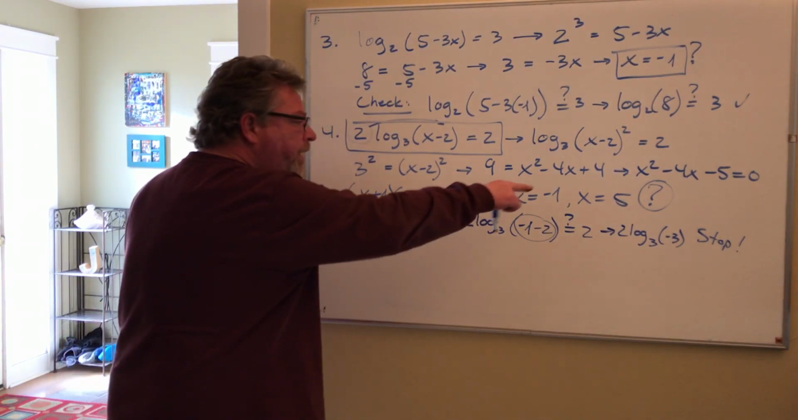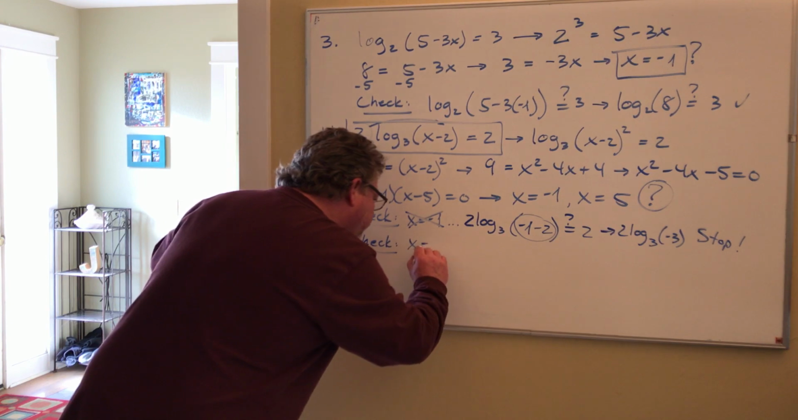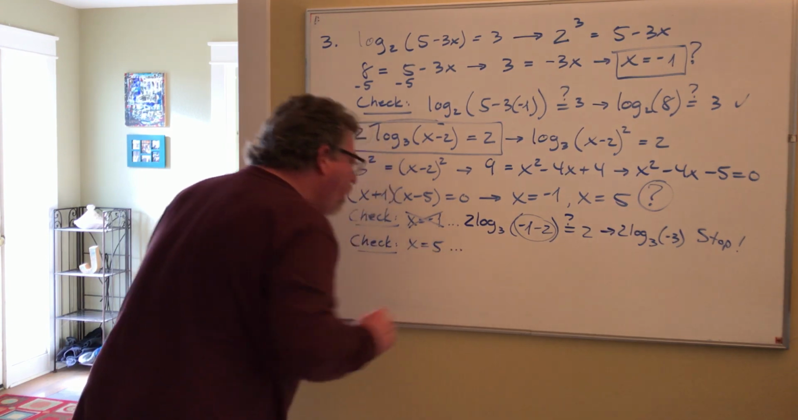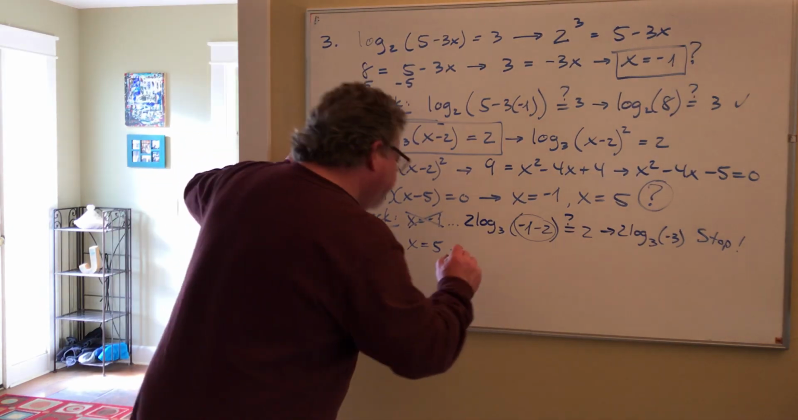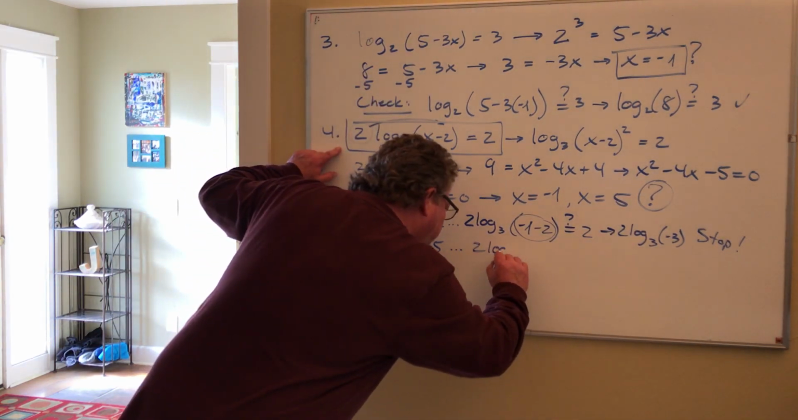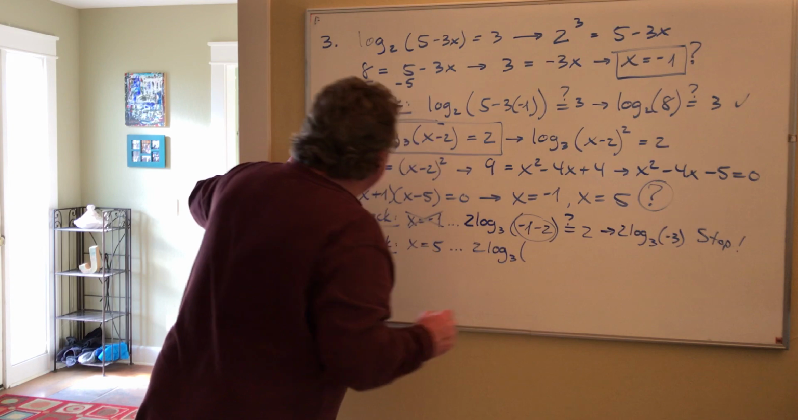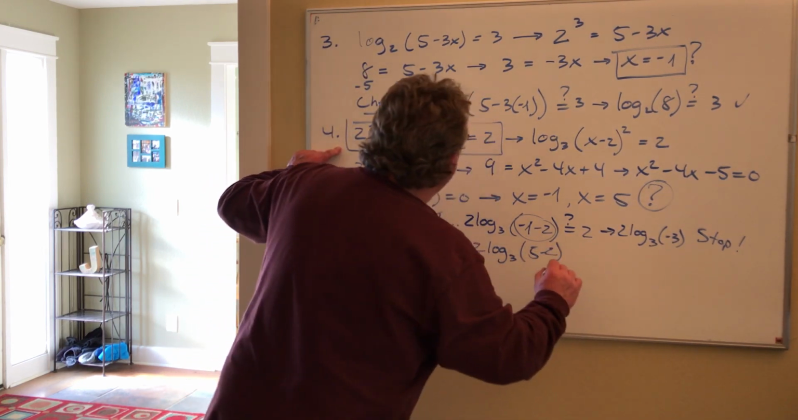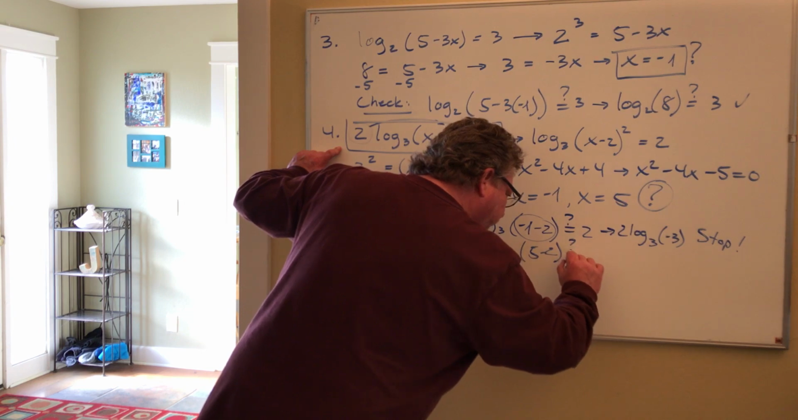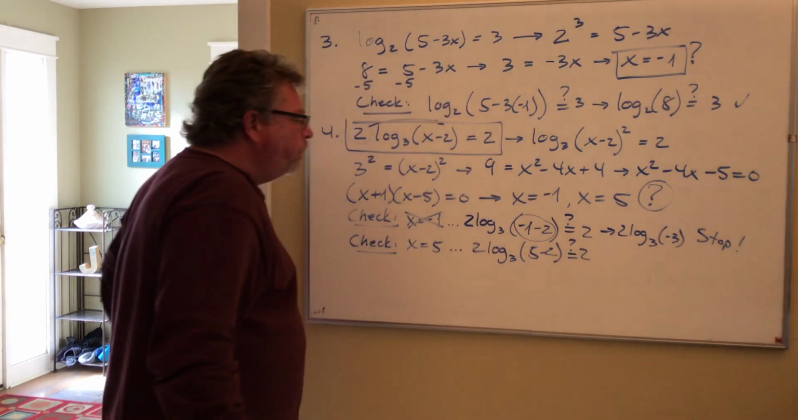The other potential solution is x is equal to 5. So if I go back to this original equation, then I have 2 times the logarithm base 3 of 5 minus 2. And I'm asking, is this in fact equal to 2?